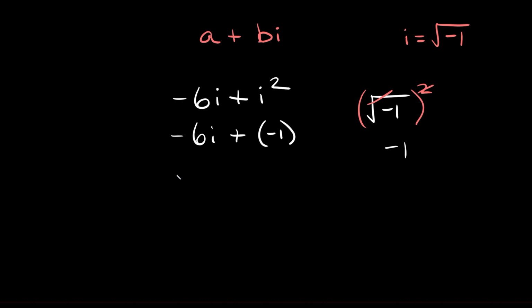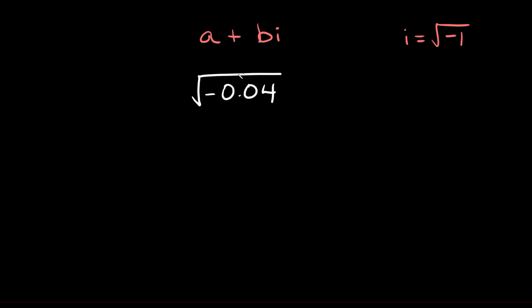So then here, we can simplify this a little bit more. We can say -6i plus -1 is the same thing as just -1 plus -6i. Now we can just flip the position of these two, so we can put the number first and then the i term at the end. So here let's put -1 first, and then let's put this -6i right there. So then this would be your final answer.